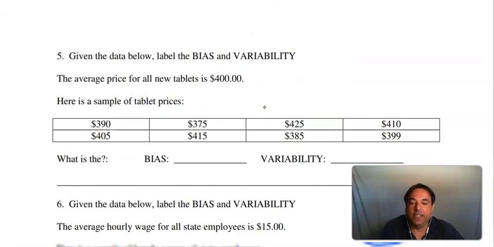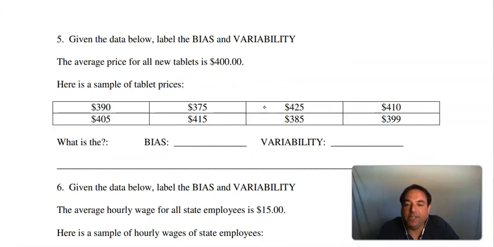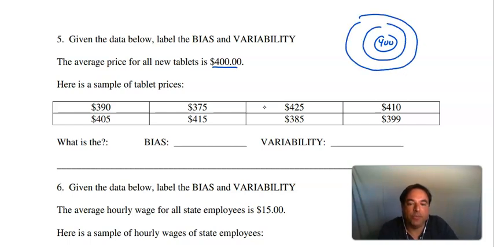Now, if we were looking at numbers, the average price of all new tablets is $400. The bullseye would be the $400. And then if we look at the samples, 390, 375, 425, 410, 405, 415, 385, 399, those samples are close to 400 and close to each other. So we would have low bias, their samples are close to the 400, the population mean, and low variability, the samples are close to each other.